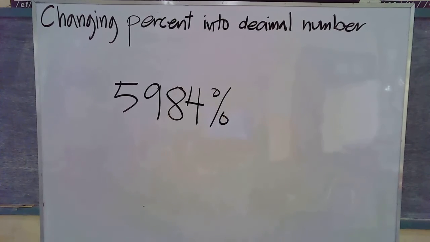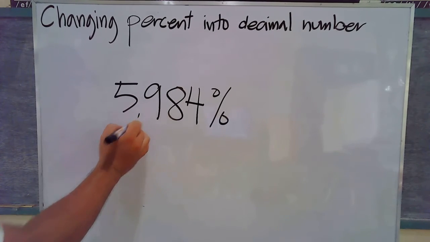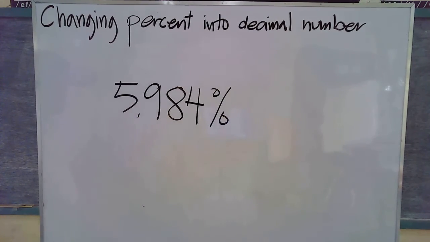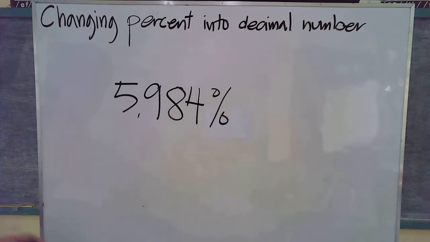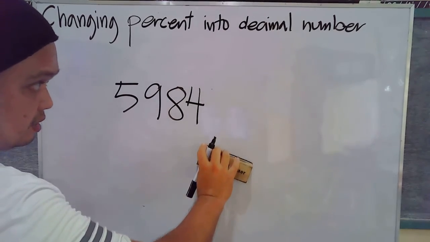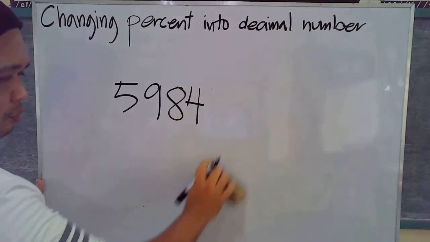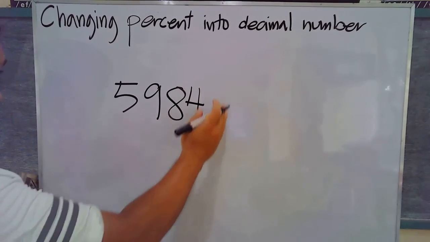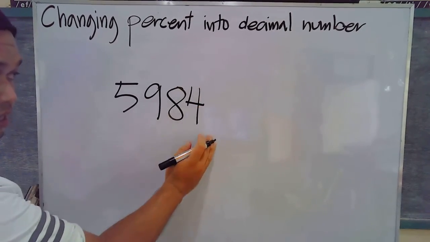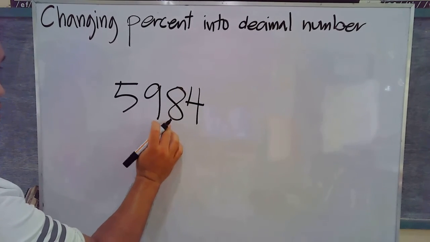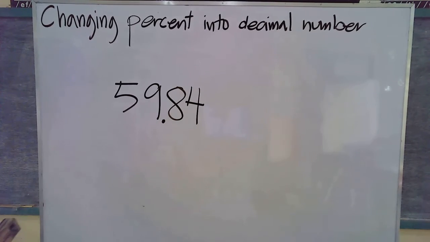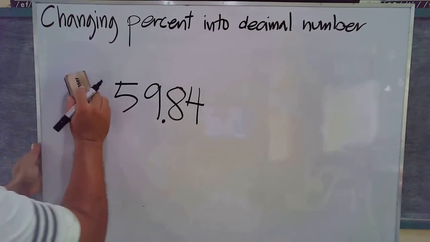So we have here 5,984%. Let's change this into a decimal number. Okay, so same procedure. Drop the percent sign, and from there, let's count 2 steps to the left. So from here, 1, 2. It becomes 59.84. Okay, so let's have some more example.